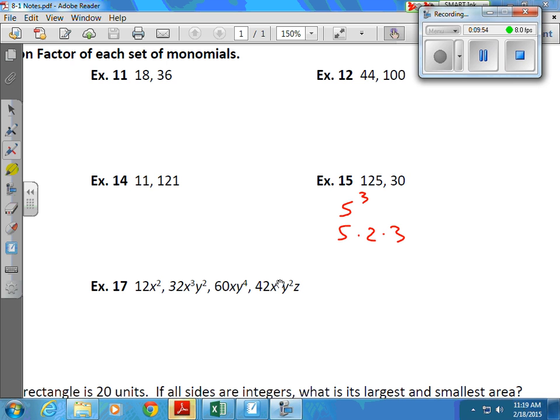So what do they have in common? They have a 5. What's the fewest number of 5's? Each has a 5. Do they both have a 2? Do they both have a 3? Then there's your GCF.